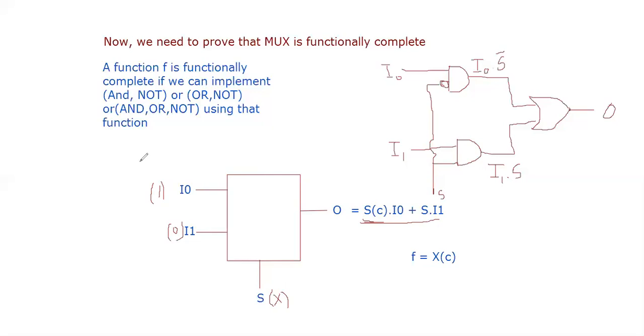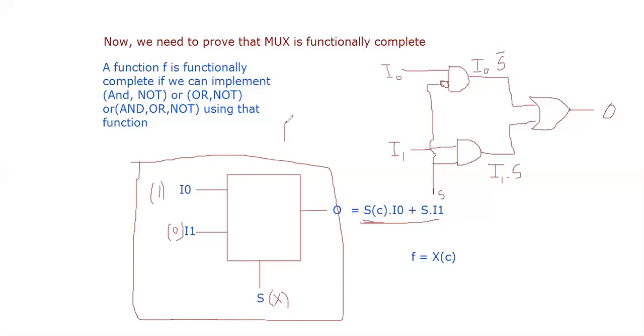So in this way, this MUX behaves as a NOT gate. Whatever input signal we are giving, it is simply complementing it. So this is the behavior of MUX as a NOT gate.